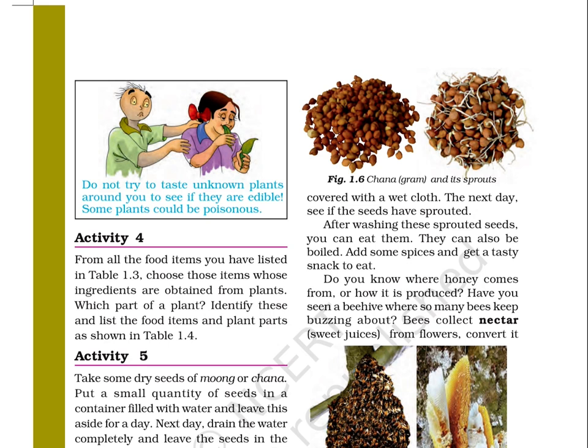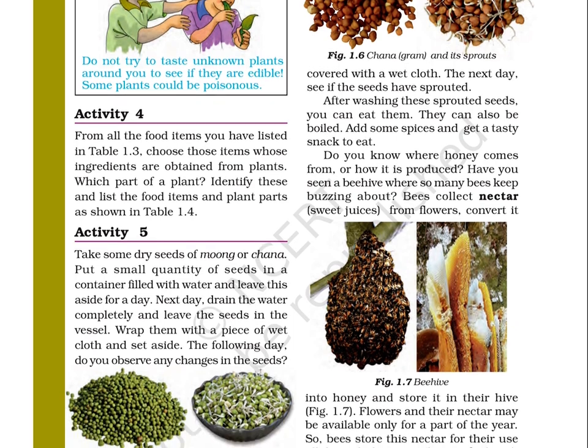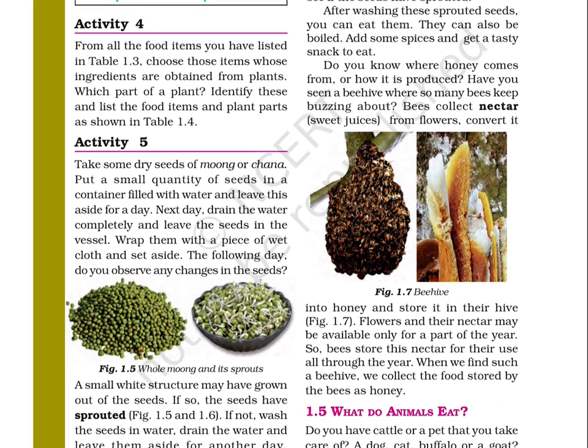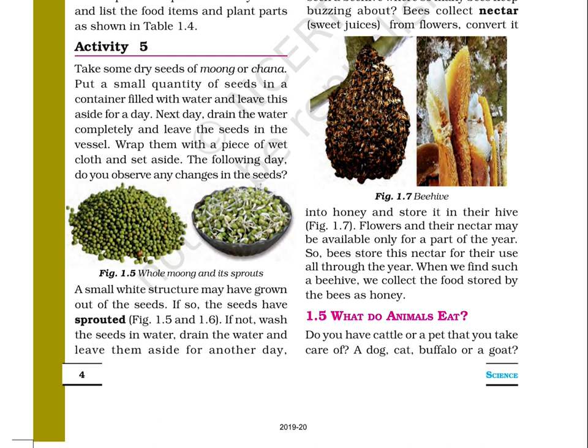Identify these and list the food items and plant parts. Activity 5. Take some dry seeds of moong or chana. Put a small quantity of seeds in a container filled with water and leave this aside for a day. Next day, drain the water completely and leave the seeds in the vessel. Wrap them with a piece of wet cloth and set aside. The following day, do you observe any changes in the seeds?